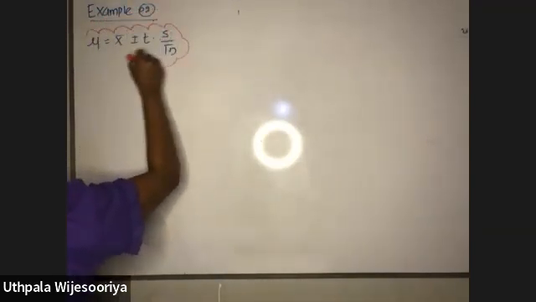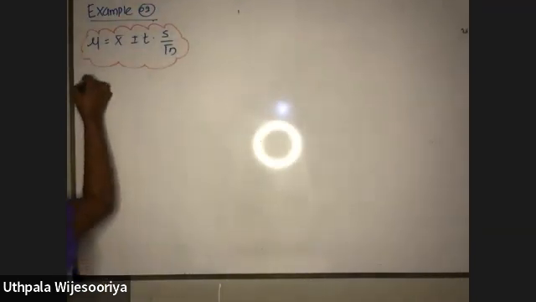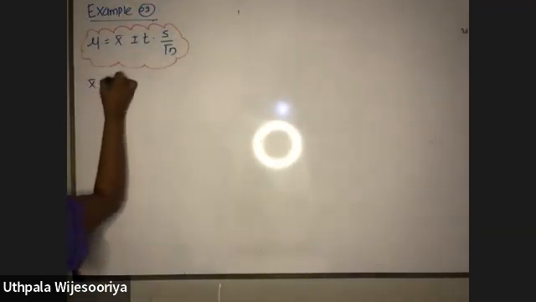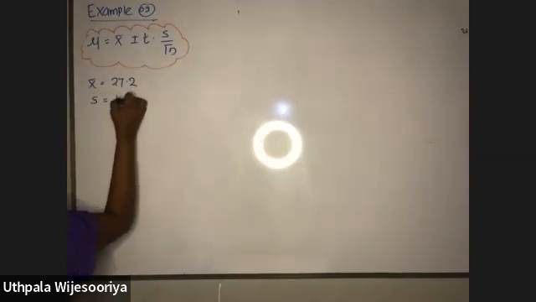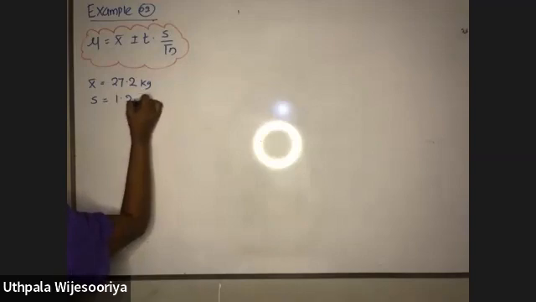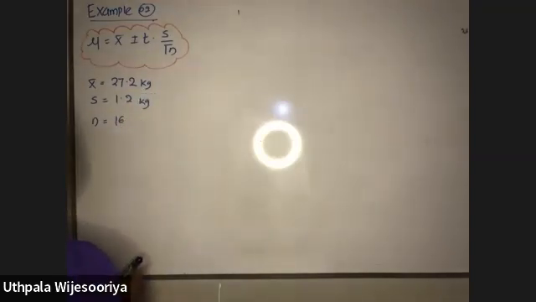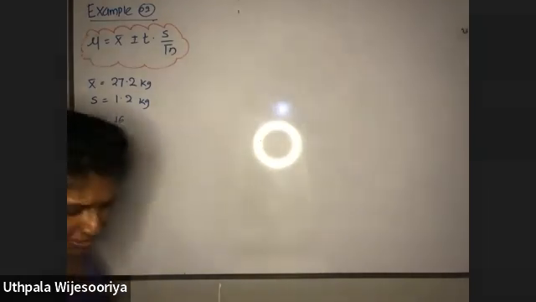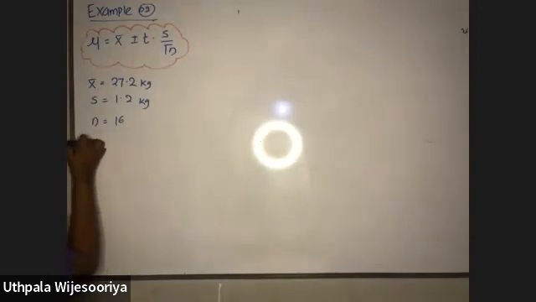Since the variance is unknown, we use the sample standard deviation. X bar is equal to 87.2, S is equal to 1.2, and N is equal to 16. So what is the confidence interval? 95%. This is a T distribution.